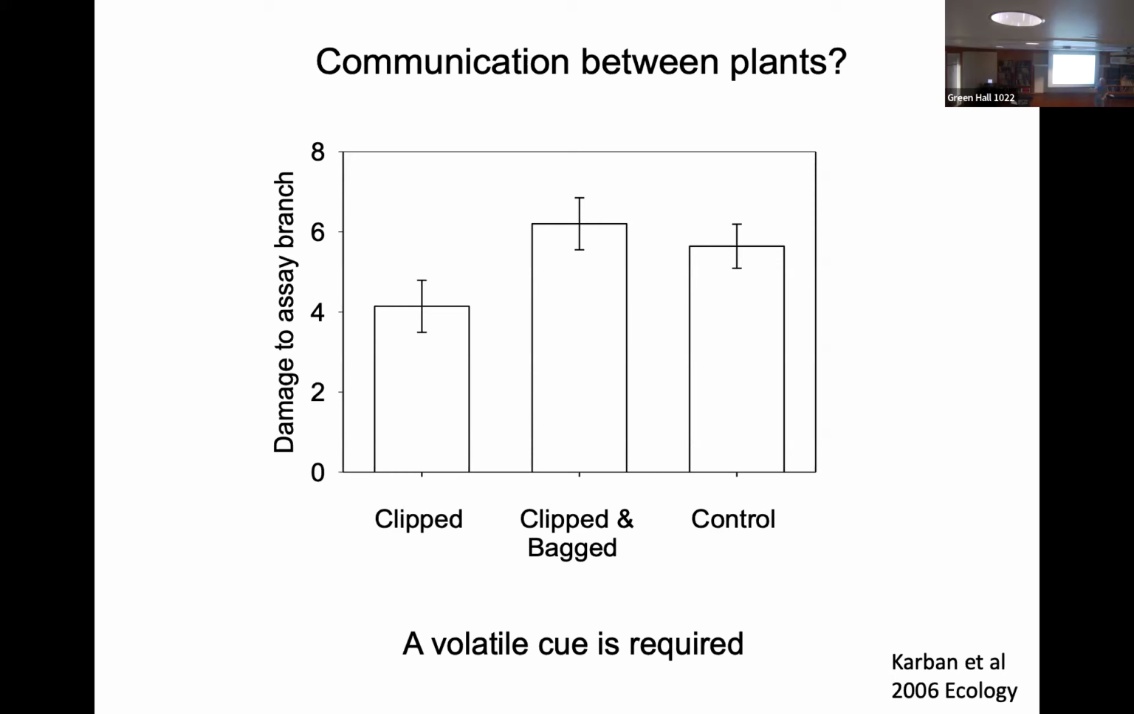We've done other experiments, I don't remember if I've got a slide of this, where we just move the volatile cue, and we move it fairly great distances. So the volatile cue is sufficient to provide this decrease in damage over the season. A volatile cue seems to be both sufficient and required for this kind of communication. There might well be communication through soil-borne channels. We've not seen that in this particular system.